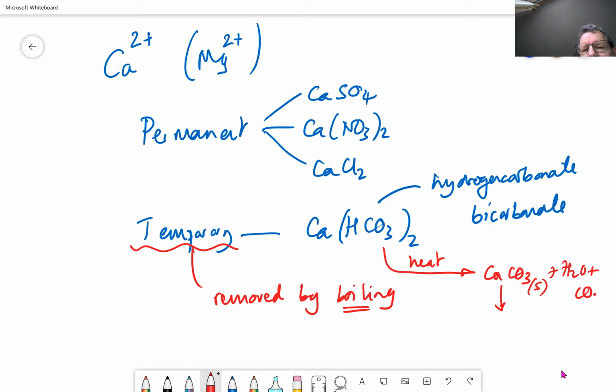So temporary is removed by boiling because when we heat this, it forms calcium carbonate, which precipitates. Okay, it becomes a solid, and water and carbon dioxide. But in your question there, I think they had calcium ions and nitrate ions, and that means they are thinking it is permanent.